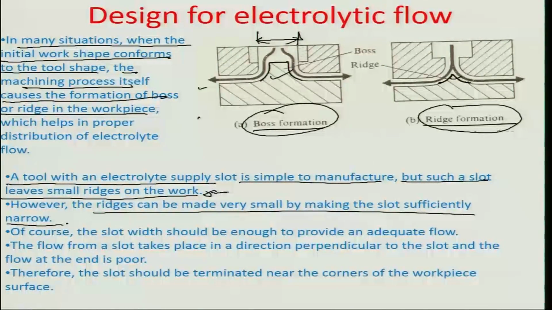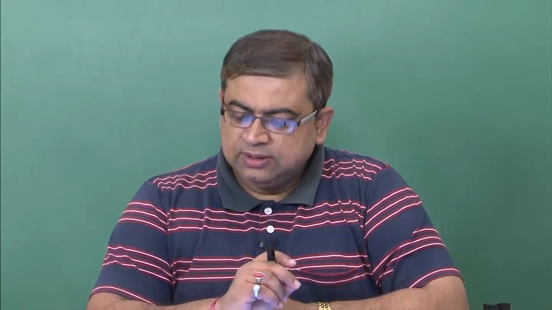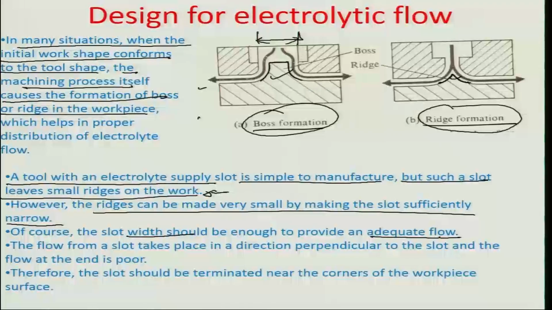Obviously one needs to ascertain that the width is enough so that there is proper supply. It should not be that the slot is so small that the supply is constrained, and then because of that constraint there is another ridging or a bossing effect which may happen, and it should have just enough to supply the electrolyte, but it should not have a very high width, so that overall the ridging effect can be minimized.